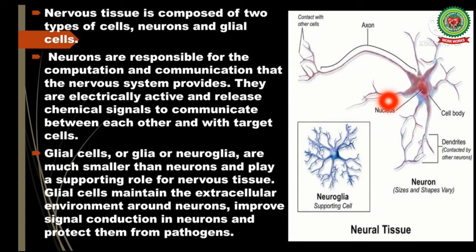Nervous tissue is composed of two types of cells, neurons and glial cells. Neurons are responsible for computation and communication that the nervous system provides. They are electrically active and release chemical signals to communicate between each other and with target cells, whereas glial cells or glia cells or neuroglia are much smaller than neurons and play a supporting role for nervous tissue. Glia cells maintain the extracellular environment around the neurons, improve signal conduction in neurons and protect them from pathogens.